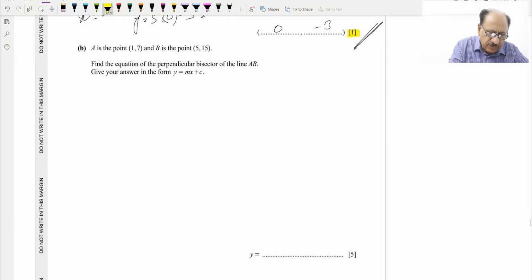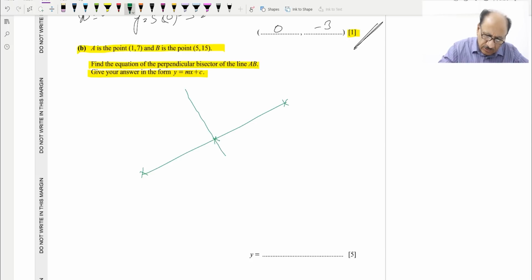Now for part B, it says A is the point (1, 7) and B is the point (5, 15). Find the equation of the perpendicular bisector of the line AB. Give your answer in the form y = mx + c. So for example, if this is point A and B and this one is the midpoint, the perpendicular bisector will be like this one, making an angle of 90 degrees. A is (1, 7), and B's coordinates will be (5, 15).